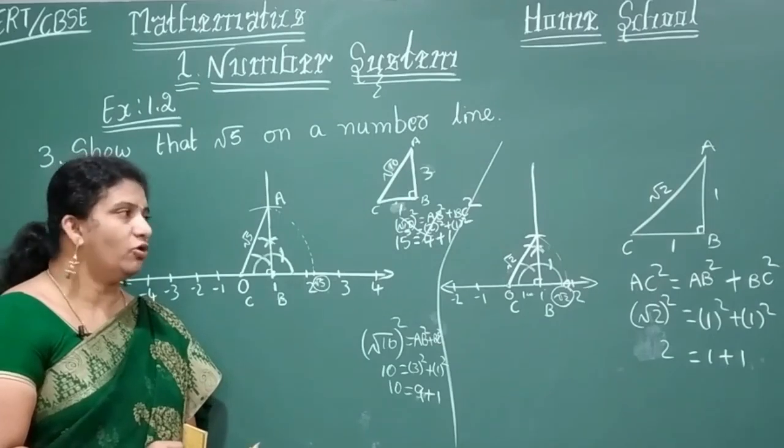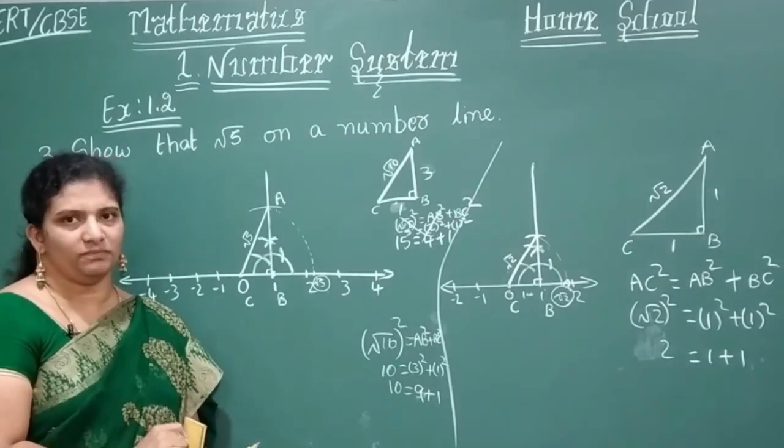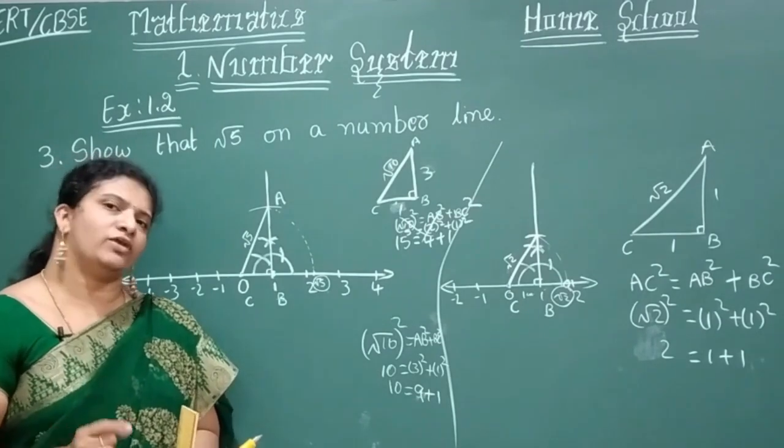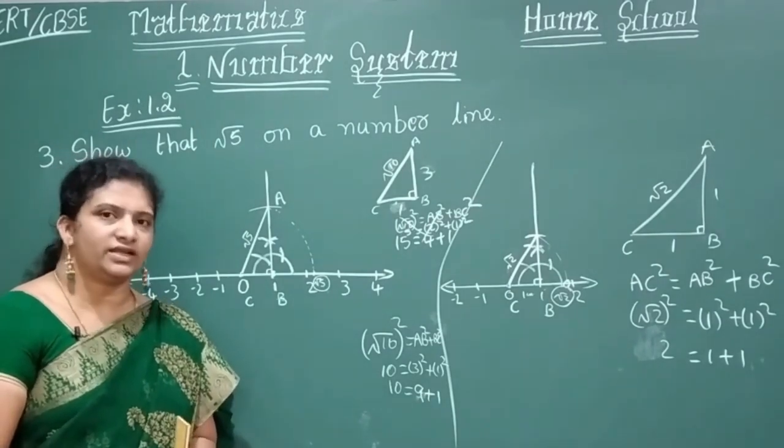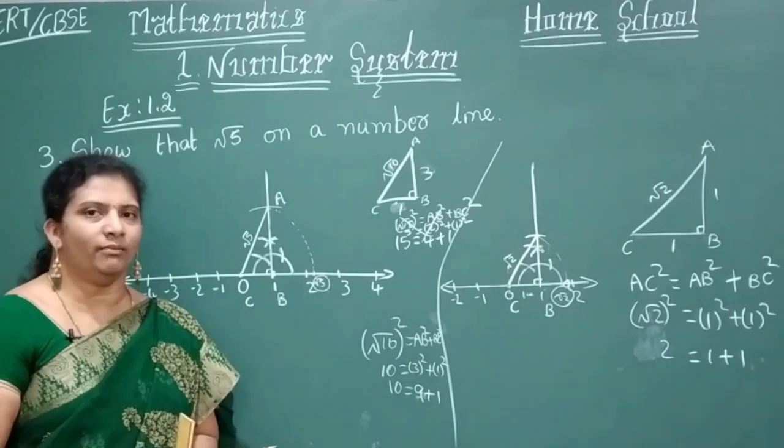Okay, children, I hope you all have followed this problem. So take 3-4 examples of irrational numbers and try to do them in your rough notes.